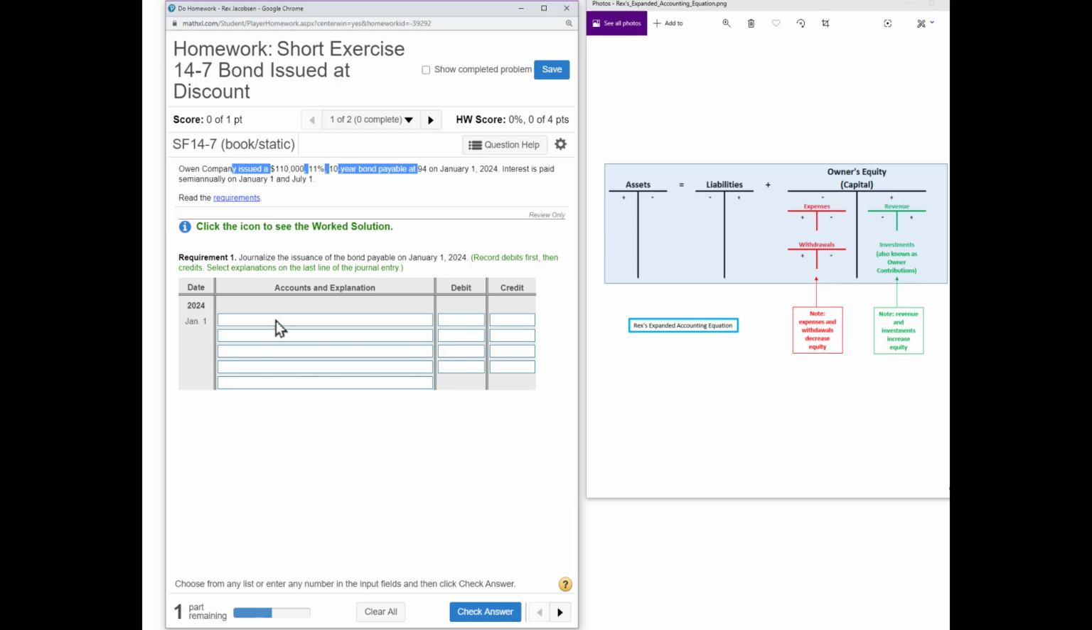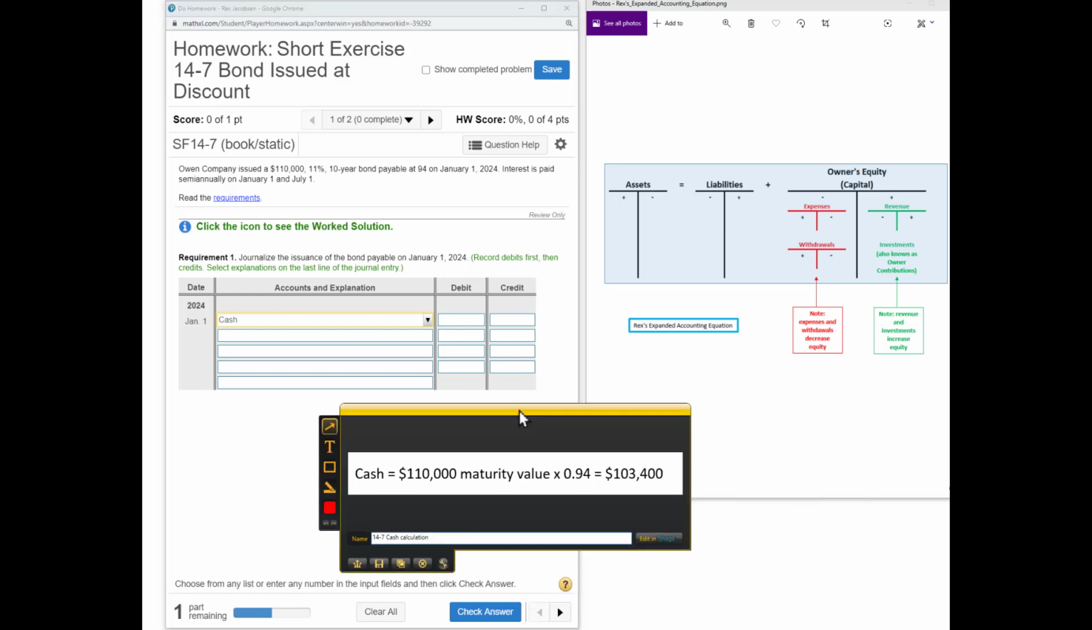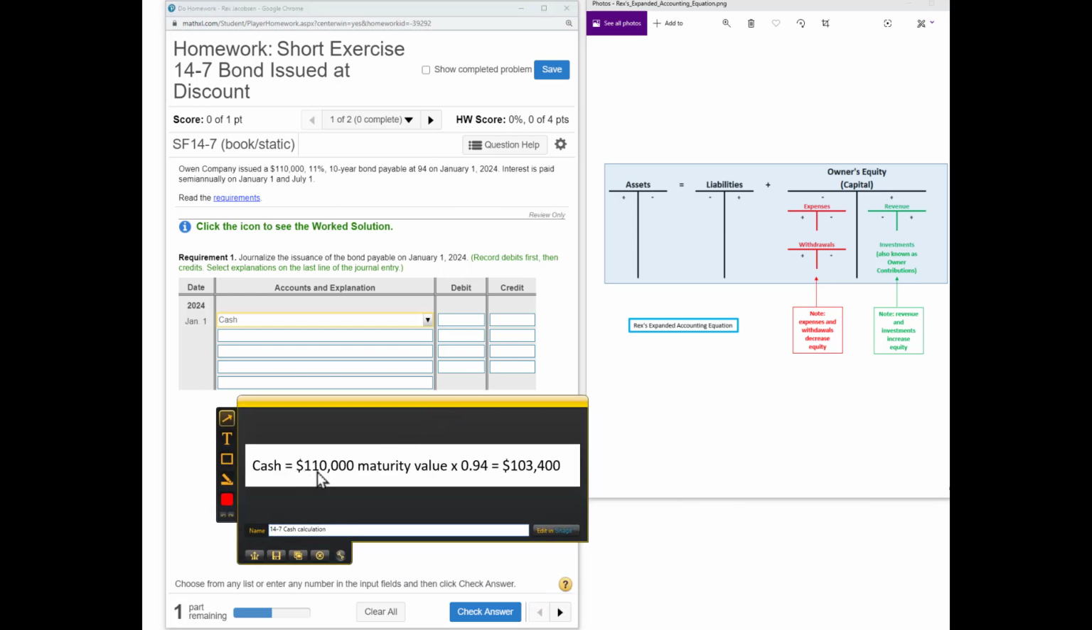So we know we're getting cash. That's why we issue bonds. And cash is going up, so therefore our cash is going to be debited. So we have to calculate what's 94% of 110,000. So here's the calculation. 110,000 times 0.94 gives us 103,400.